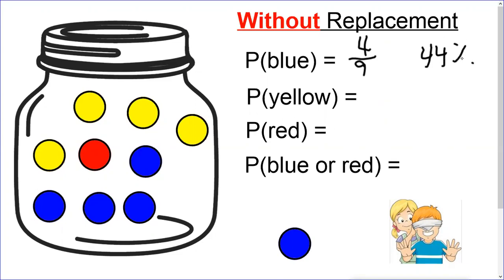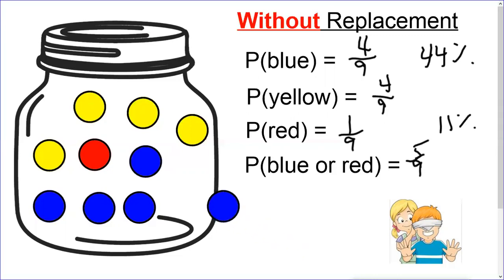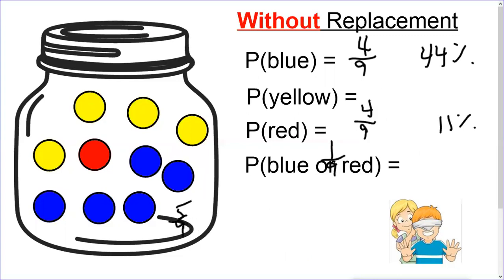The probability of a yellow is also 4 out of 9. The probability of a red is 1 out of 9. So that would actually be 11%. And the probability of a blue or a red, there's a total of 5. That'd be 5 out of 9, which would be 55%. One more example.